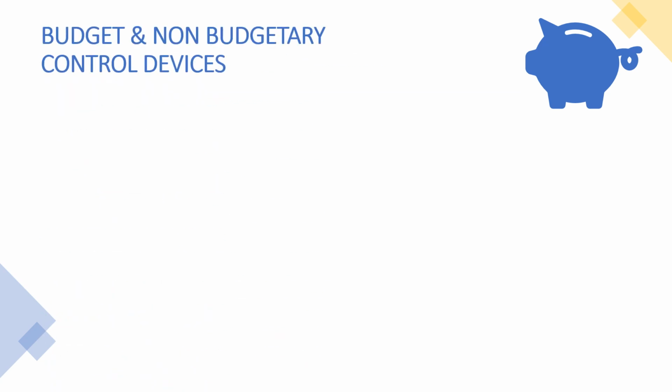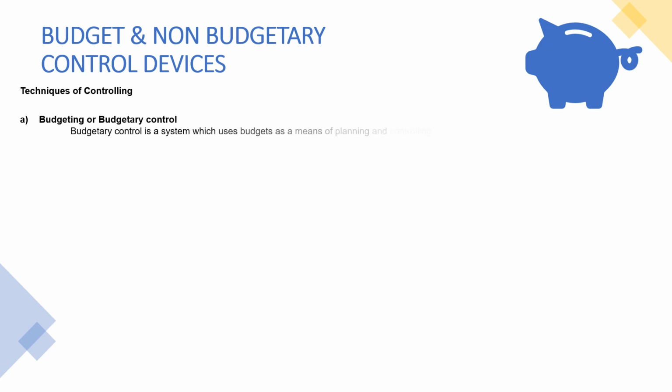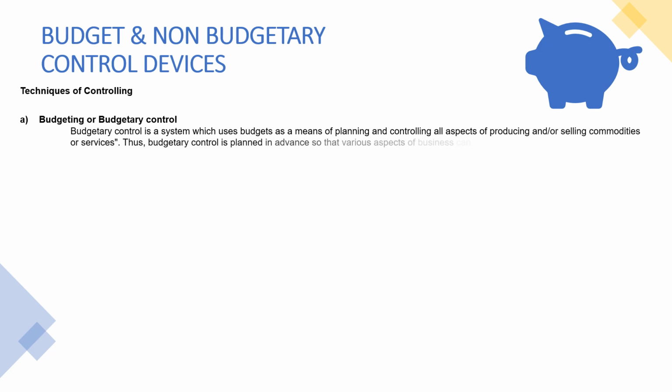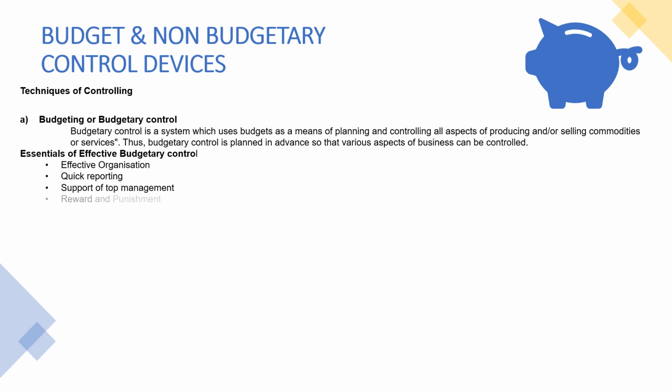Now let us talk about budget and non-budgetary control devices. Techniques of controlling: the first one is budgetary control. Budgetary control is a system which uses budget as a means of planning and controlling all aspects of producing or selling commodities or services. Thus, budgetary control is planned in advance so that various aspects of business can be controlled. Essentials of effective budgetary control are effective organization, quick reporting, support of top management, reward and punishment, and appropriate authority.